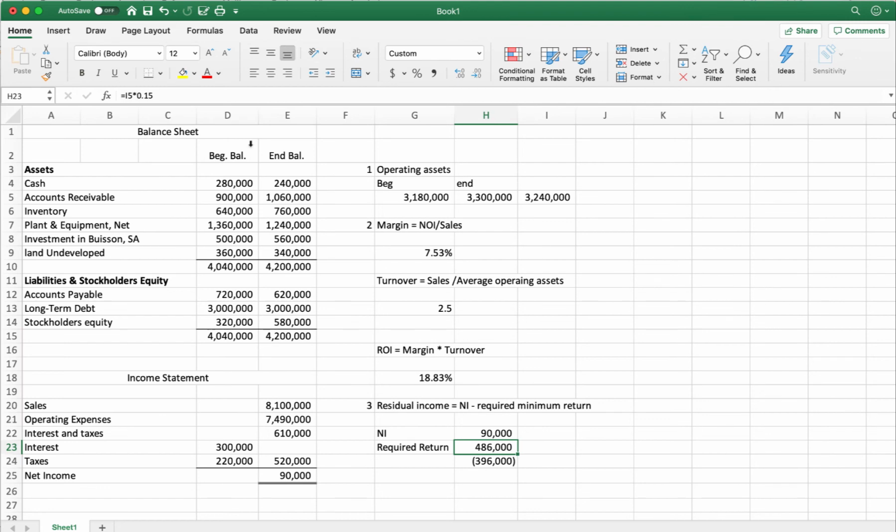Okay? So let's say, what if we change and the company says, you know what? Let's be a little bit more realistic. We will have a required rate of return of, let's say, 0.08 or 8%. Still doesn't do it for us, right? The problem here is that we have too much tied up in our net operating assets and we're not getting enough residual income, okay?